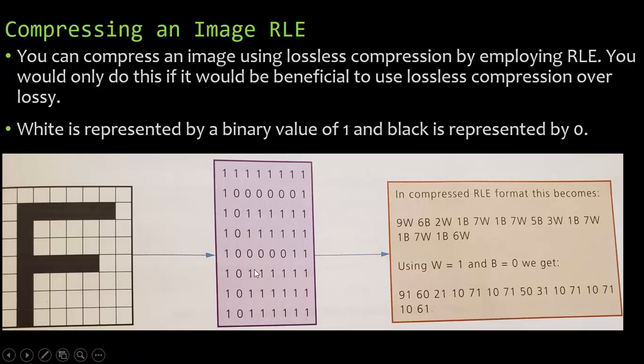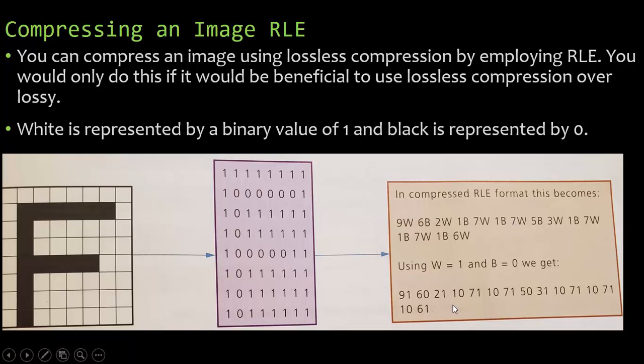Having to write all this out can be very long. I make my students do this on a sheet of graph paper to understand how long it takes and how hard it is to read, because you can easily lose your place, especially if it's not the letter F, if it's an image that we can't tell. Now for RLE format, we have 9W. What do you think that means? 9 whites, 6 blacks, 2 whites, 1 black, 7 whites, 1 black, and so on.